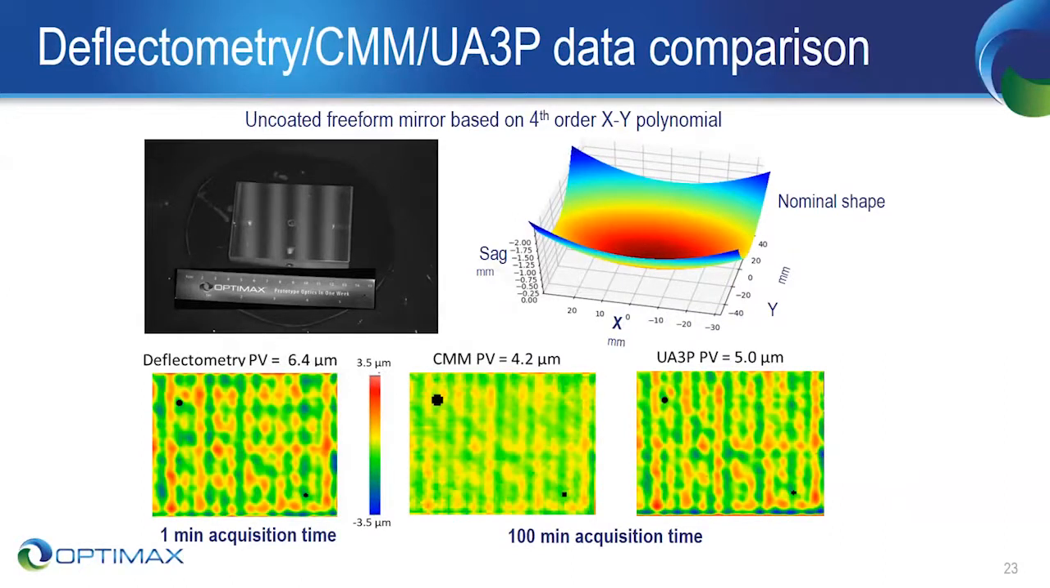This is showing a comparison of deflectometry, which is a 1-minute acquisition time, versus the CMM or the UA3P, which is a 100-minute acquisition time. So one of the things that you can do moving forward is perhaps lower your point density for your coordinate measuring machine or UA3P in order to get your overall form error, and then combine it with deflectometry to get that mid-spatial frequency error. And you can see a very good correlation looking at mid-spatial frequency between the deflectometry, CMM, and the even higher resolution UA3P.